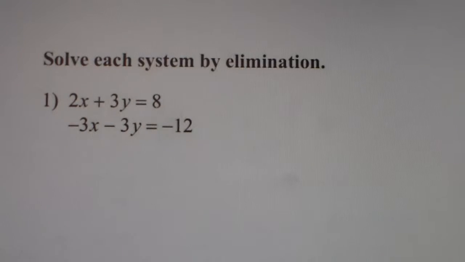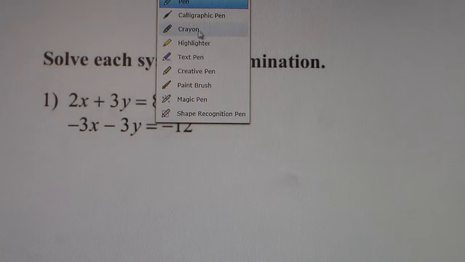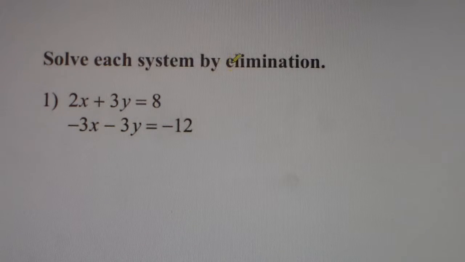So, problem number 1 says, solve each system by elimination. So problem number 1, you have 2x plus 3y equals 8, and negative 3x minus 3y equals negative 12. Now with elimination, we're going to either eliminate the x's or the y's right away.